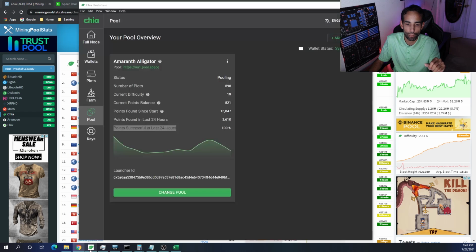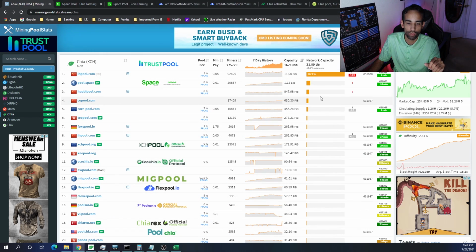Additionally, something I want to point out is I noticed a variance when I switched pools. When I was on Space Pool, as you can see here, points successful in the last 24 hours is 100%. When I was on Flex Pool, I was averaging anywhere from 92 to 94%. I'm not sure if that's pool side or my side, because I have a NAS, network attached storage, that has most of the storage, and my main machine creates the plots and has some storage on it, not all of it.